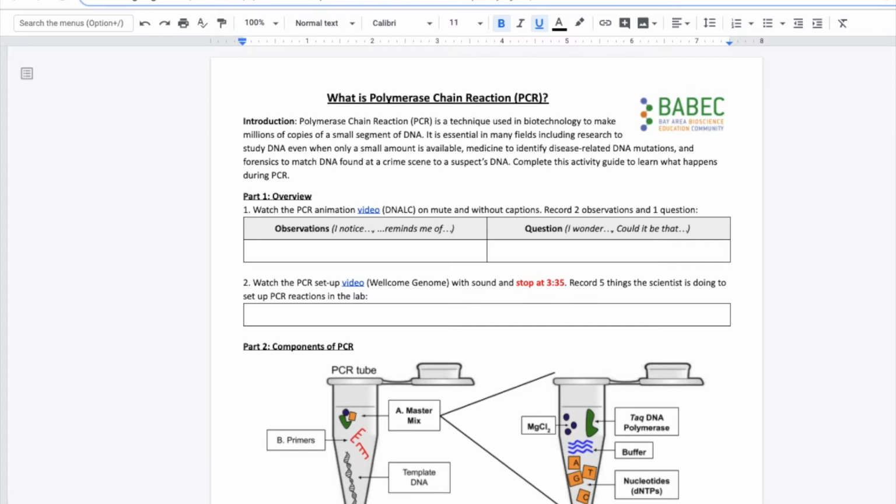In this online activity guide, students learn about the lab technique polymerase chain reaction, or PCR for short. PCR is used to make millions of copies of a small segment of DNA so that it can be analyzed or used for another purpose.